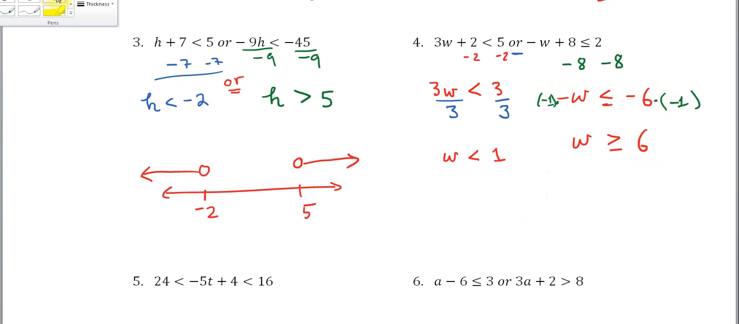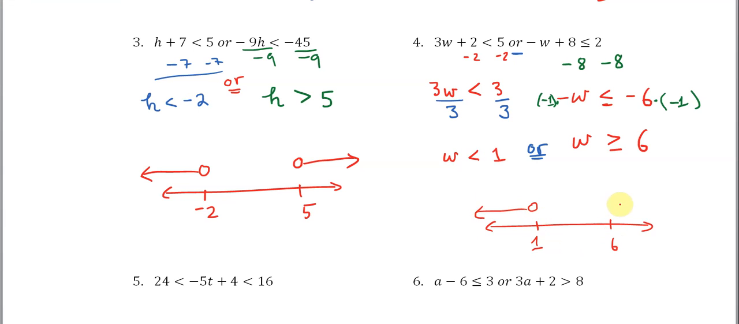This word or just kind of goes along, and so this is part of our final answer. w is less than 1, or w is greater than or equal to 6. So on our number line, let's put the two numbers on, positive 1, positive 6. w could be a number less than 1, or it could be a number equal to 6 or greater than 6.